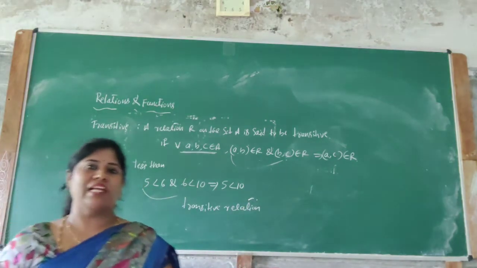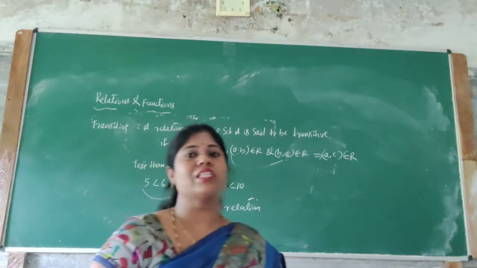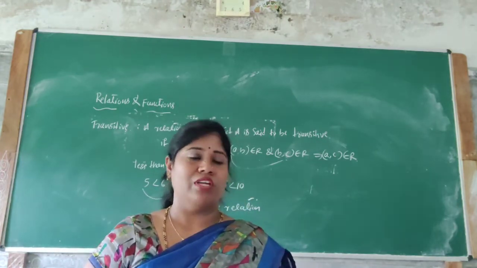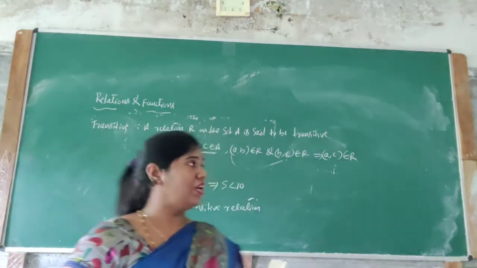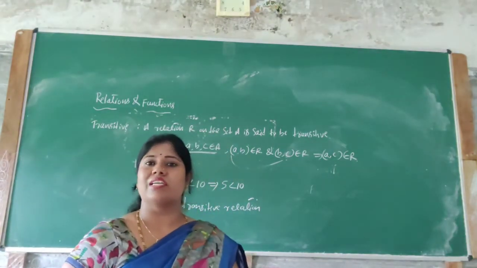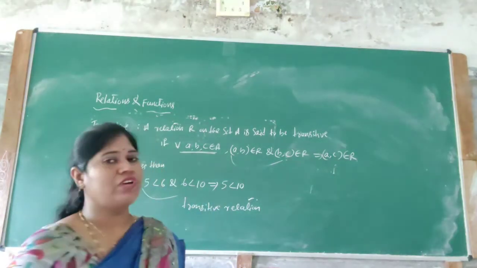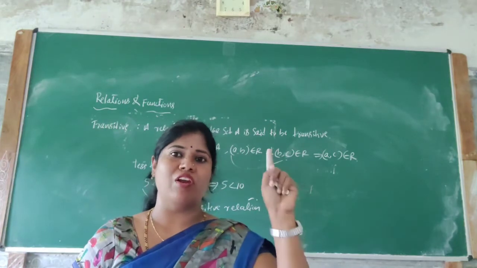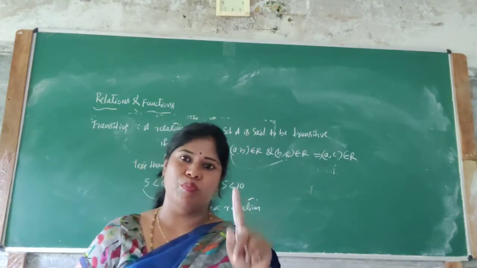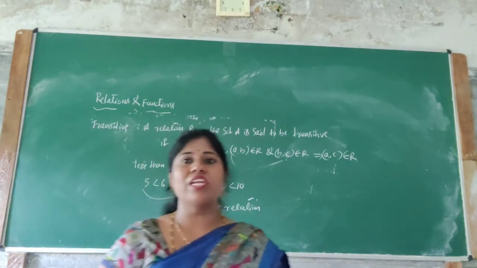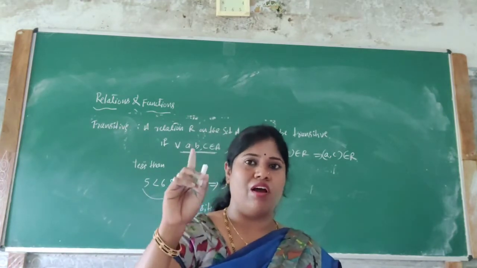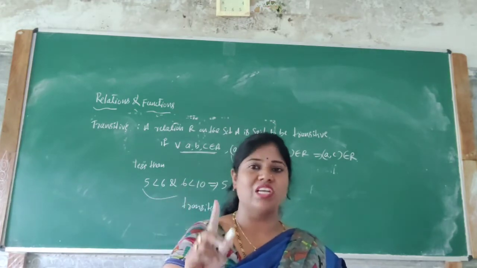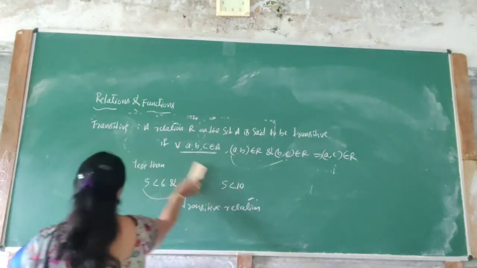Okay, you understood that? So today what we have discussed, first is types of relations. Reflexive relation. What is the definition of a reflexive relation? A relation R on the set A is said to be reflexive if for all a belongs to A, (a, a) belongs to R. You have to remember this statement. This is the definition of a reflexive relation. This statement is very important. Let us recall it.